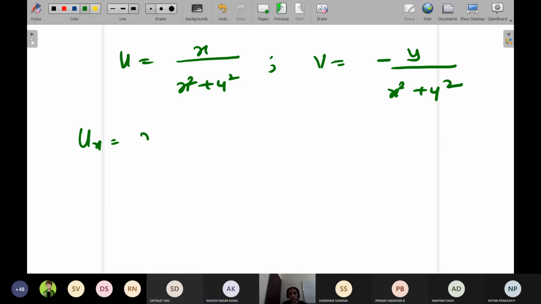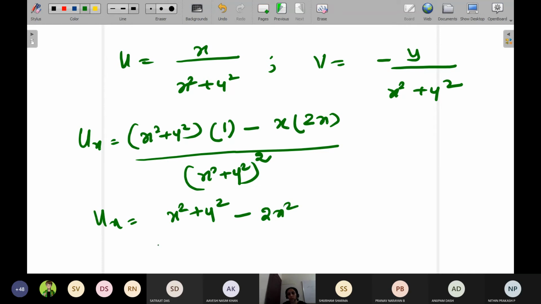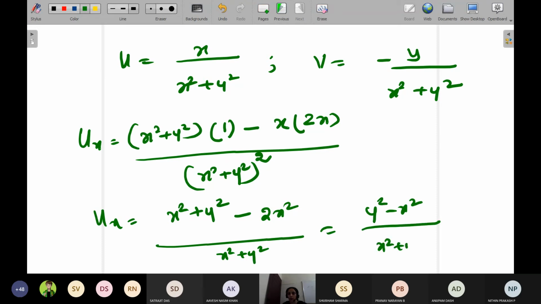So x square plus y square into differentiation of the numerator will give you 1, minus numerator into differentiation of the denominator will give you 2x, divided by x square plus y square the whole square. Once you simplify this, what will be your ux? X square plus y square minus 2x square divided by x square plus y square the whole square. So this will become y square minus x square divided by x square plus y square. So this is your ux value, correct? Everyone getting this?